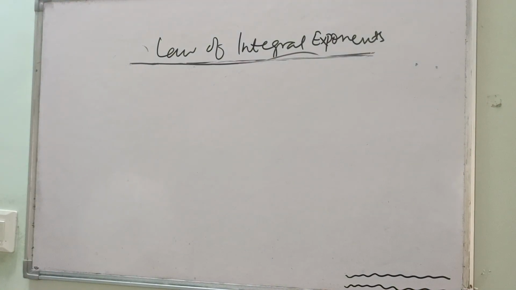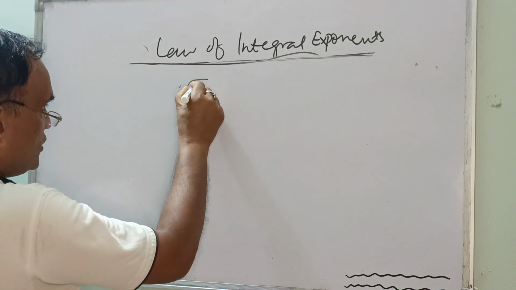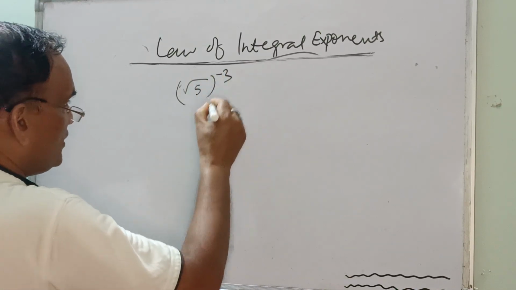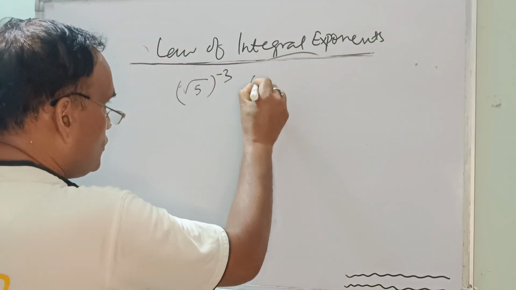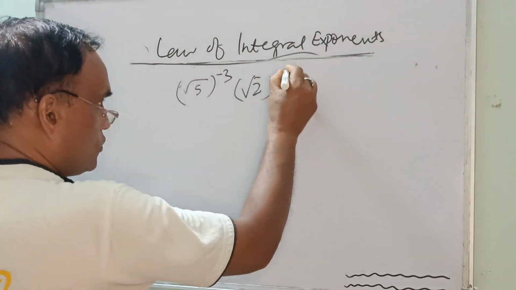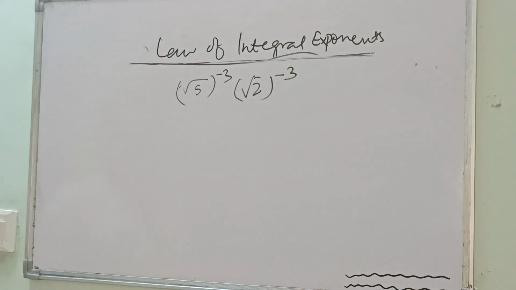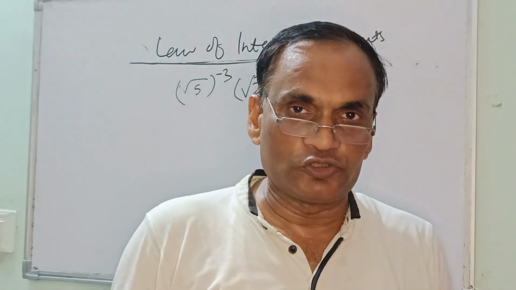Now the question is: root 5 to the power minus 3, multiplied by root 2, again with power minus 3. What will be the answer, gentlemen? Try to solve this and utilize all the formulas, all the laws of integral exponents that we have gone through.